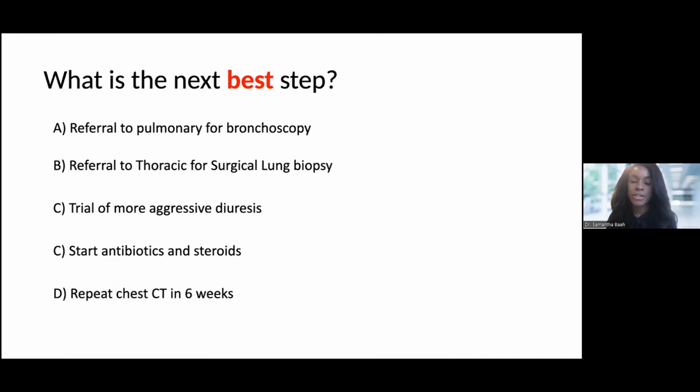Okay, so our first question is, what is the next best step? A, referral to pulmonary for bronchoscopy. B, referral to thoracic surgery for surgical lung biopsy. C, trial of more aggressive diuresis. D, start antibiotics and steroids. Or E, repeat chest CT in 6 weeks.